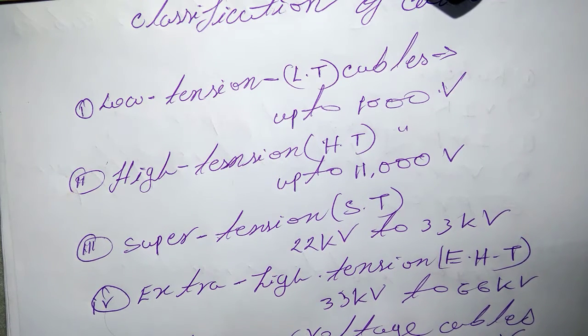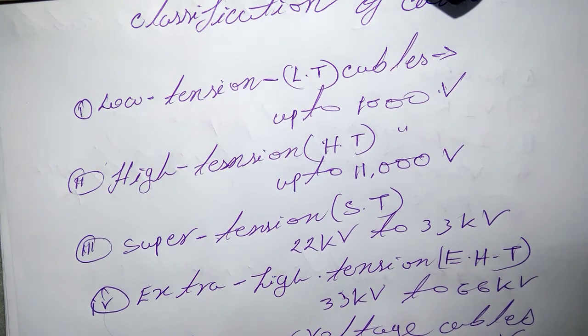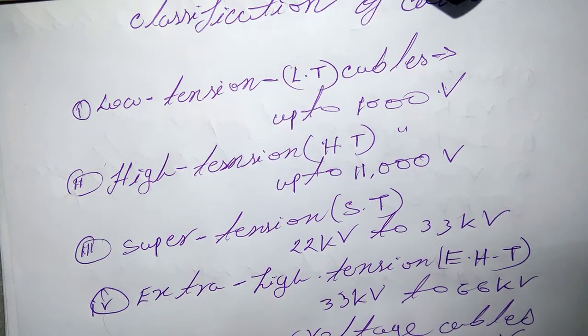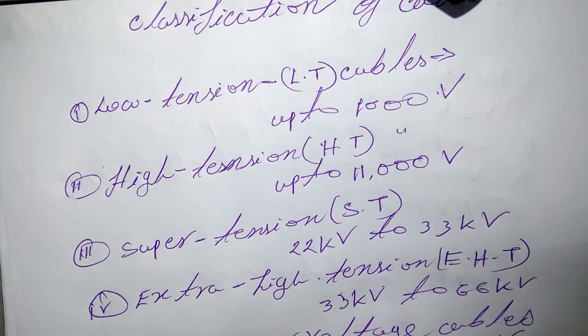Now, a cable in use may have one or more than one core depending upon the type of service for which it is intended. It may be single core cables, two core cables, three core cables, four core cables, etc. For a three-phase service, either three single core cables or one three core cable can be used, depending upon the operating voltage and load demand. So those are the classifications of cables.